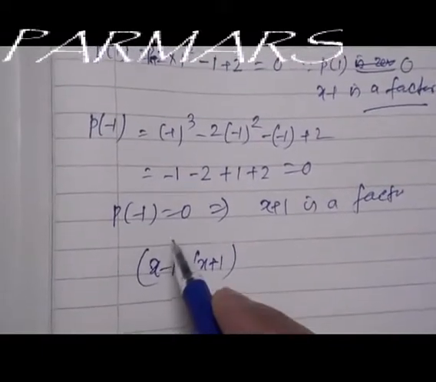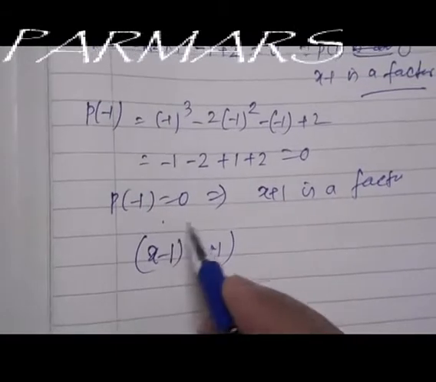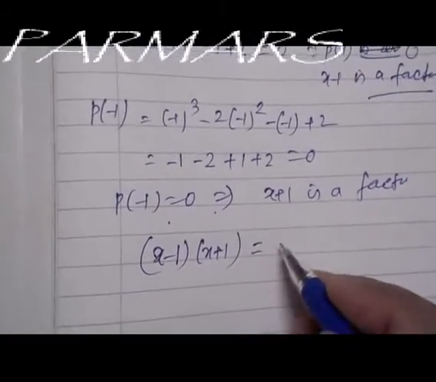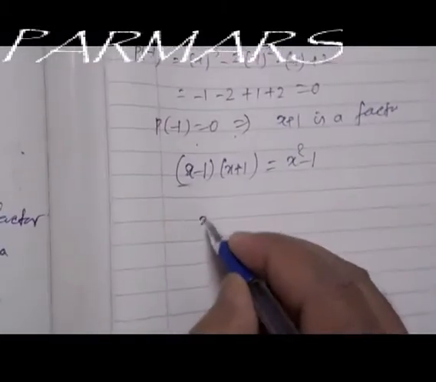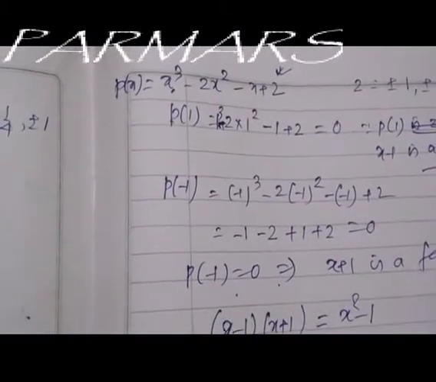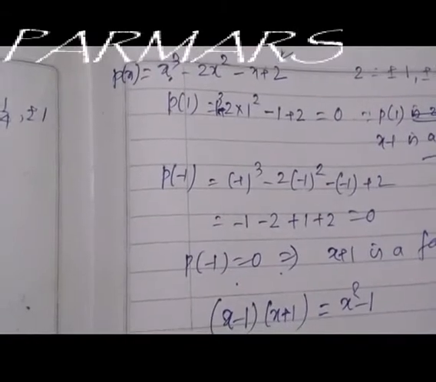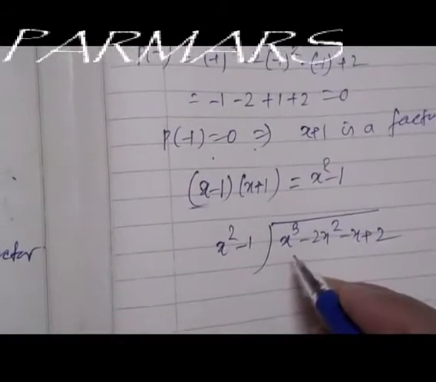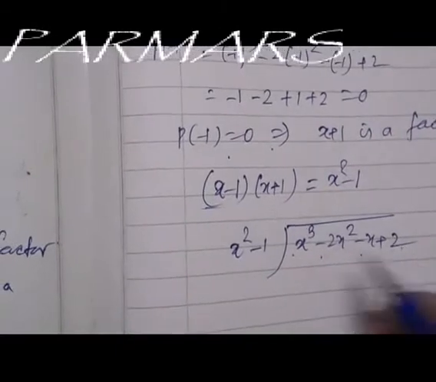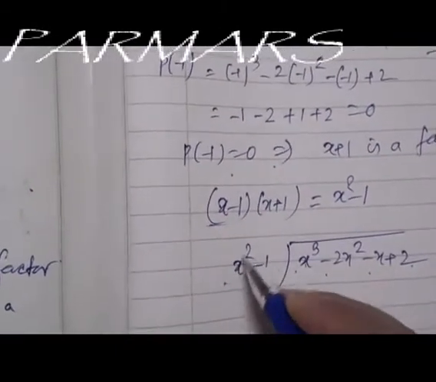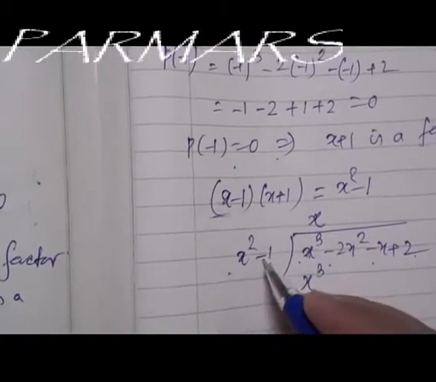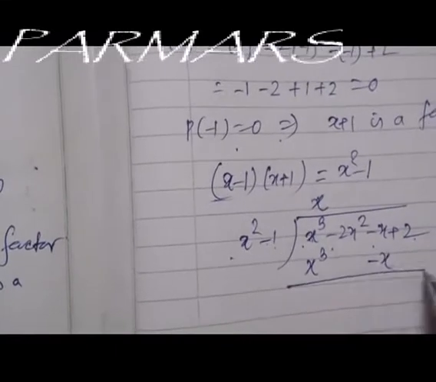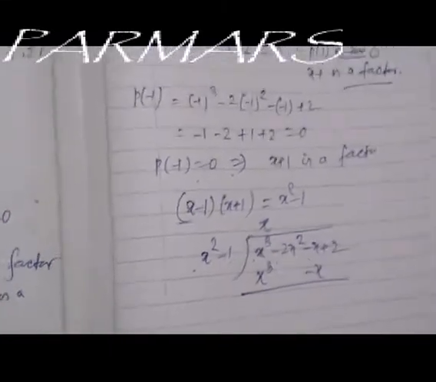If the given polynomial is divisible by x minus 1 as well as x plus 1, it is also divisible by their product, that is x square minus 1. So next step, divide the polynomial by the product of the factors you have obtained already. So I am going to divide x cube minus 2x square minus x plus 2 by x square minus 1. So first x square and x cube. So x cube, x into minus 1 is minus x, so minus x. Like terms ke samne hi like terms rakhenge.